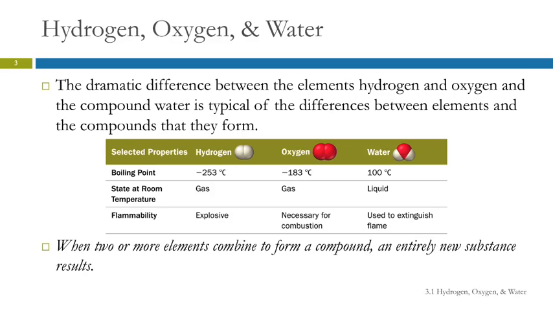So there's a vast difference between the properties of the elements and the properties of the compound they form when they're combined together. So with two or more elements combining to form a compound, we've got an entirely new substance, completely different than what was before.